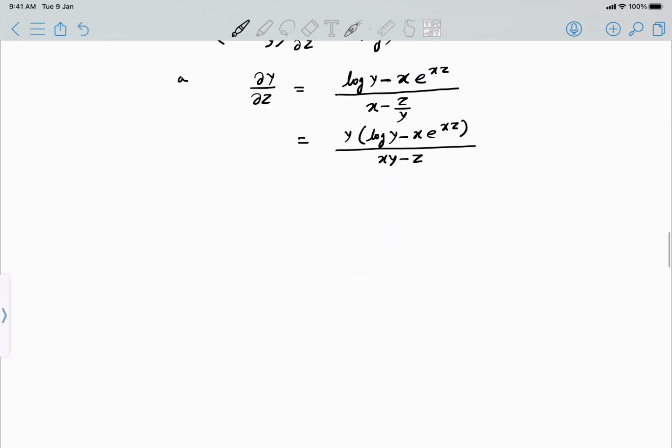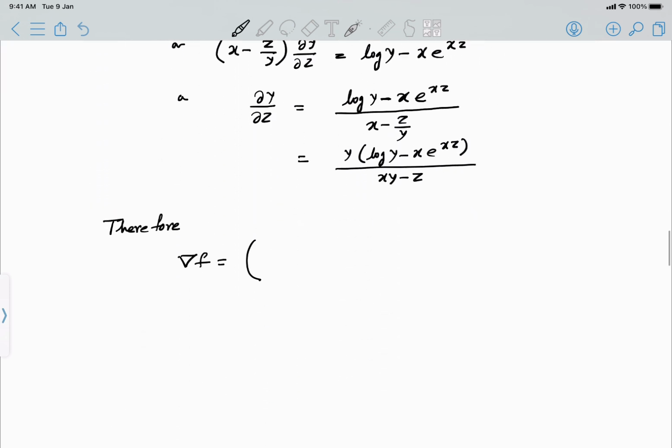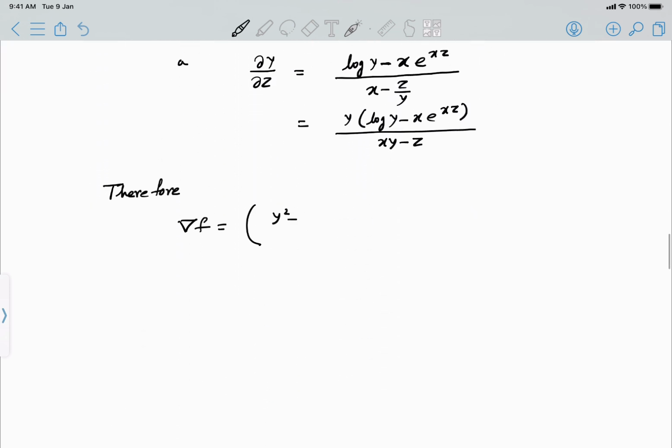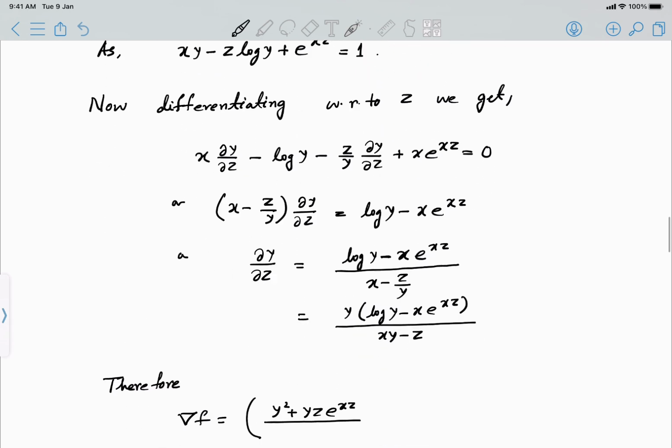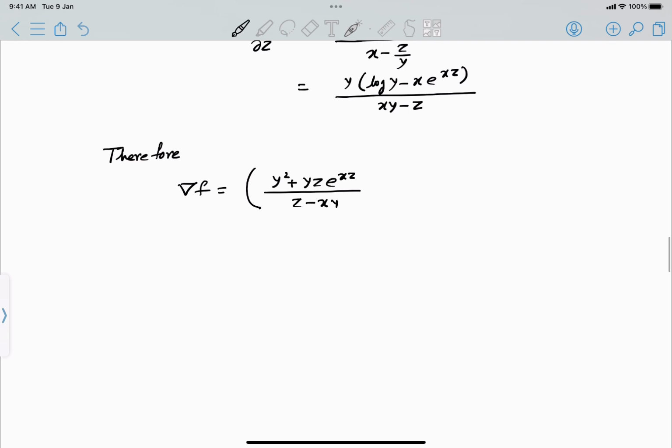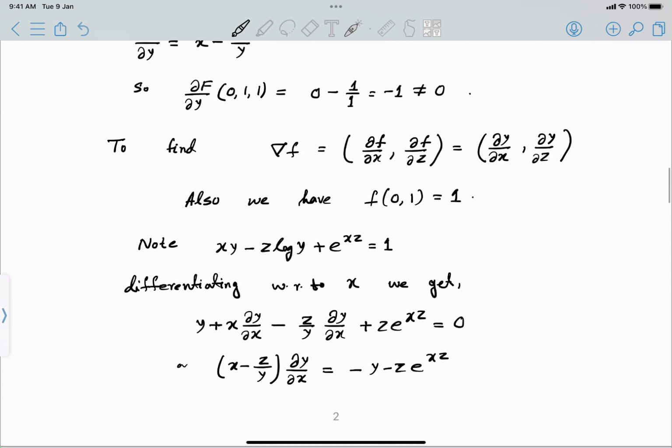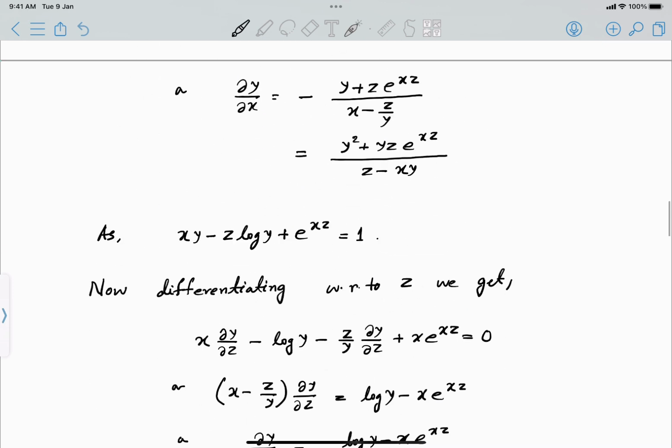So therefore, what is the gradient? The gradient of f is del y by del x, which is y square plus yz e to the power xz by z minus xy, and this one is y into log y minus x e to the power xz by xy minus z. Now we have to find the gradient at the point 0 comma 1, right?